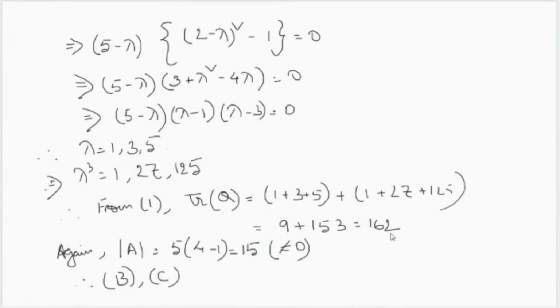Again, I have just computed the determinant of A to check the non-singularity of A. So determinant A is 5 into 4 minus 1, which is 15. So obviously it's non-singular. Therefore, B and C are the correct options.